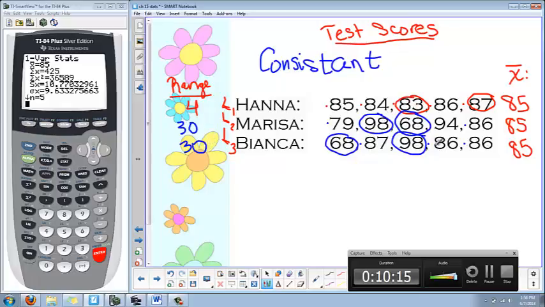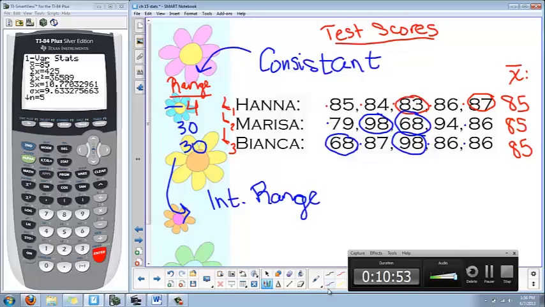Their scores are all over the place. They're within 30 points of each other, so that's not very good. But you can tell that the range was only good enough to tell us that Hannah is better than these two, but we still need another way to tell who's better. Is Marissa better or is Bianca better? So the range is a good way to tell us who's consistent, but even more so, maybe we can use the interquartile range, and maybe that'll give us an even better indication of who is a better student.